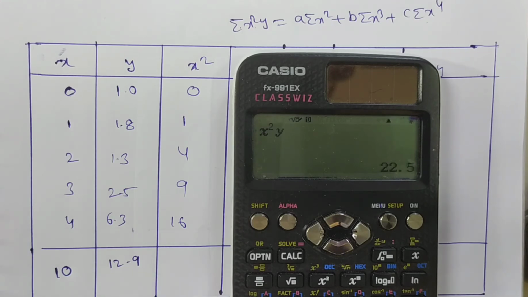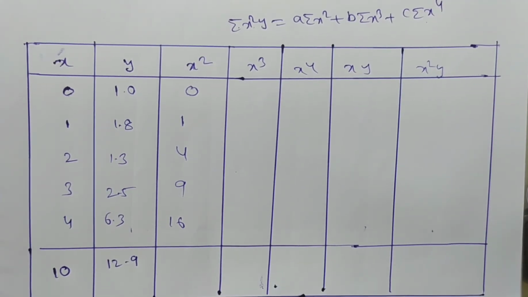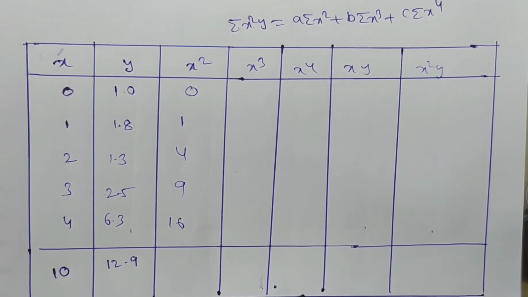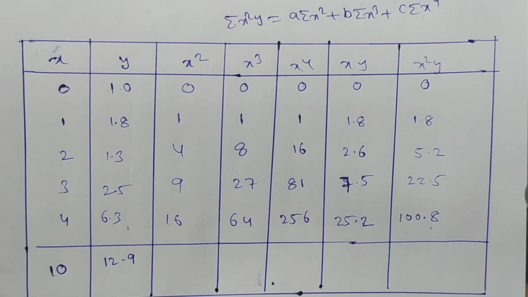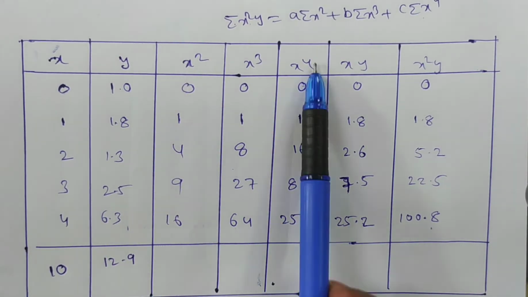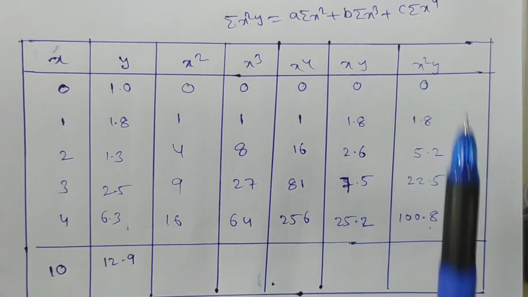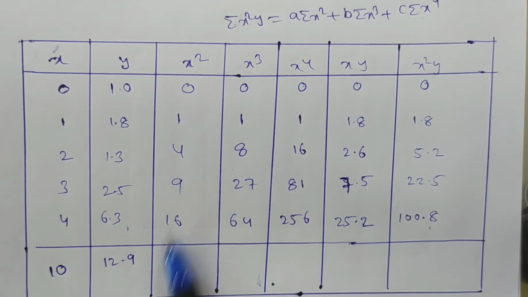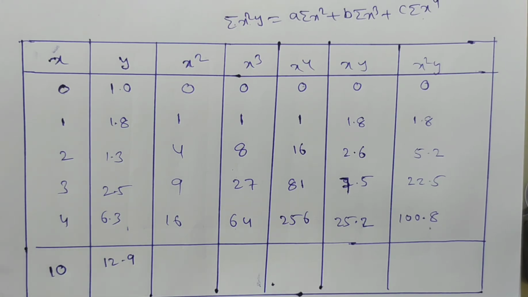Then you need to write all these values in the table. Now I am writing all those values directly. After simplification we will have, okay. Now I have written all the values, but what do you require? Summation x square, summation x cube, summation x power 4, summation xy, summation x square y. Friends, if you want to add, sometimes we will make mistakes. For that also you can again go for the calculator, okay. For these values you can use the calculator.